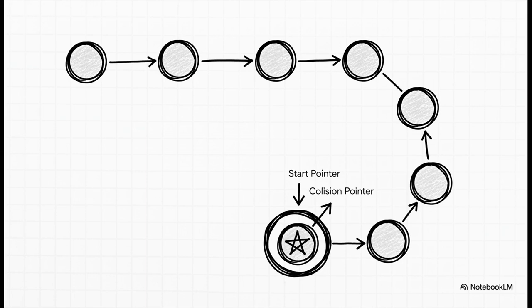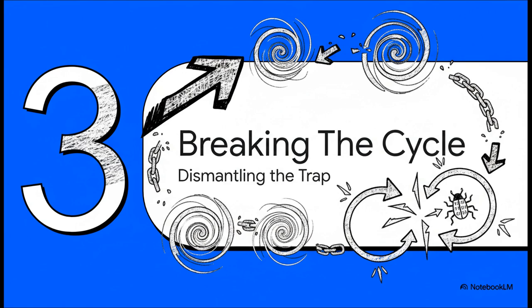It's brilliant, right? I mean, it turns out the math works so that the distance from the head of the list to the loop start is the exact same as the distance from that first collision point to the loop start. So by moving them at the same speed, they are guaranteed to meet right at the source of the problem. Okay, so we've found it. We've pinpointed the entrance to this data roundabout. Now we can finally move in and dismantle this thing for good. It is time to break the cycle.